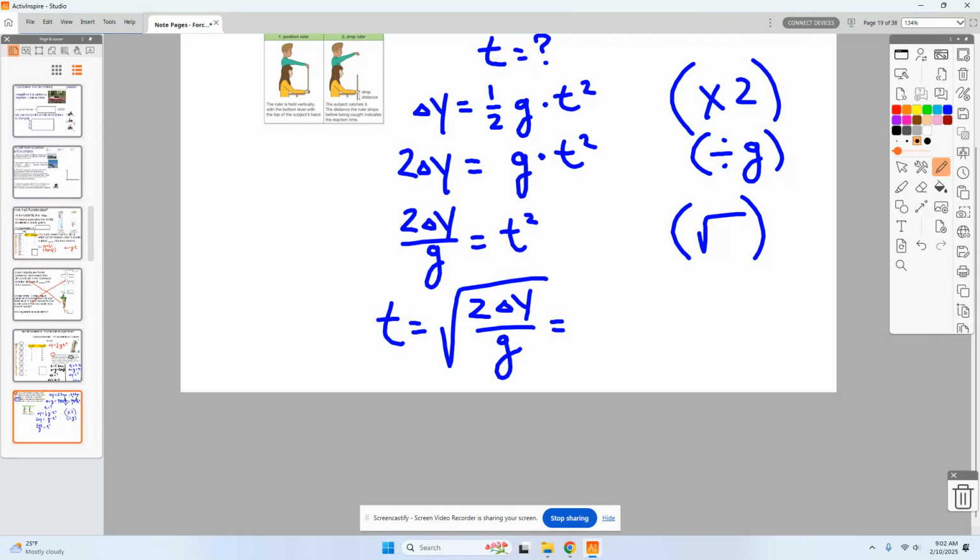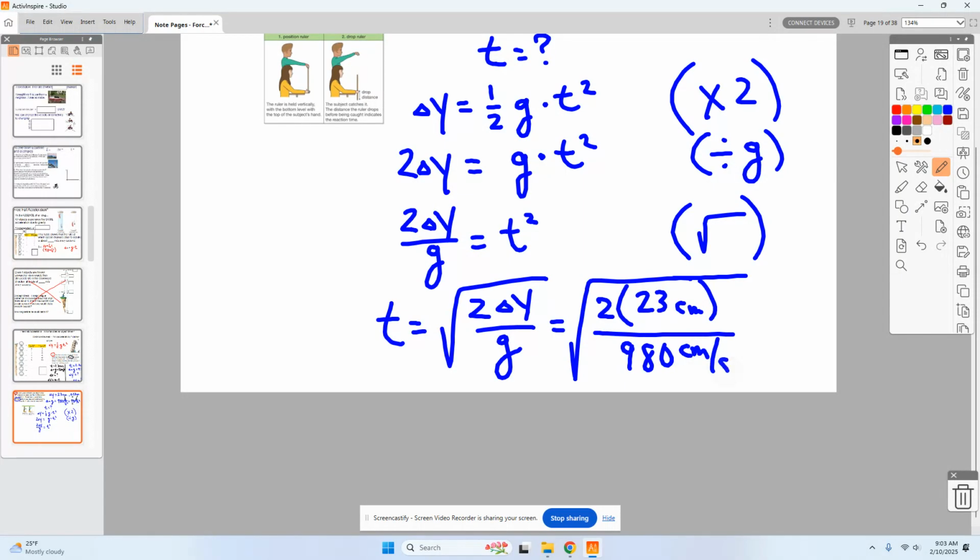Now, when I do this calculation, I just need to make sure that the delta y and the g are using the same units. If I want to use the 23 centimeters, that tells me I have to use 980 centimeters per second squared to do that calculation. If I wrote 0.23 meters, I'd have to use 9.8. So I have to make sure those units match.